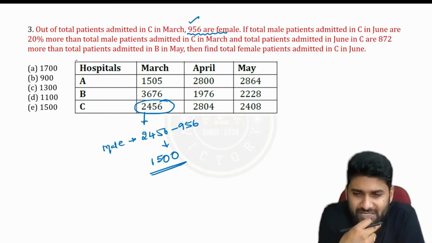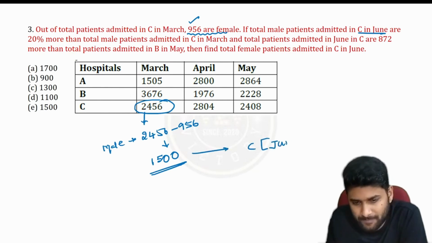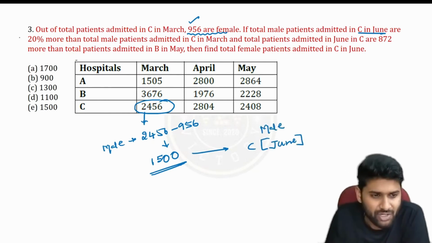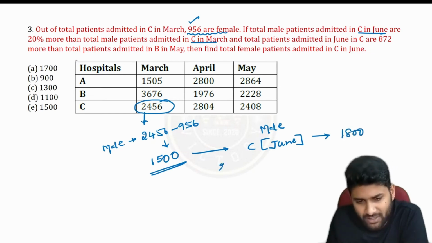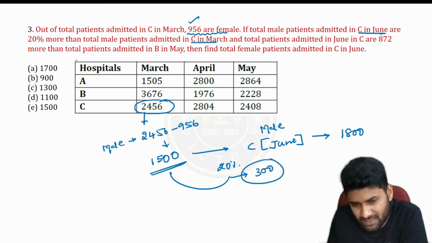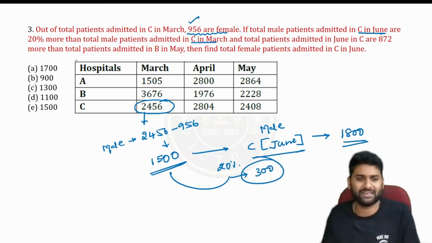If the total male patients admitted in June are 20% more than the number of male patients admitted in C in March, then guys, 20% more means you already know that 20% of 1500 is exactly equal to 300. So the number of male persons in C in the month of June is exactly equal to 1800.